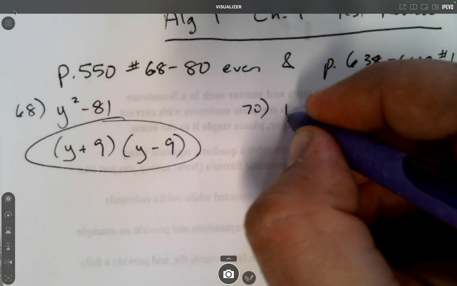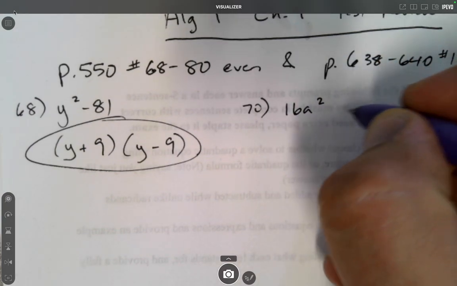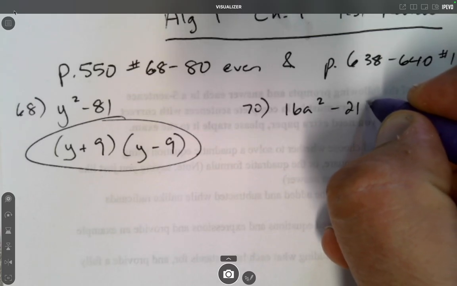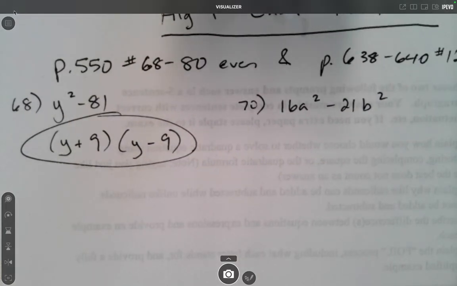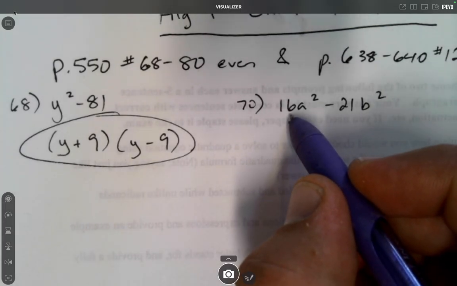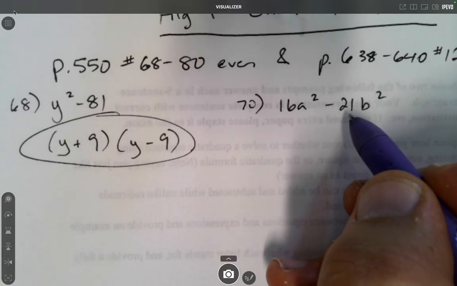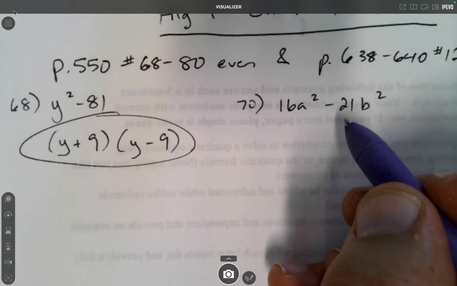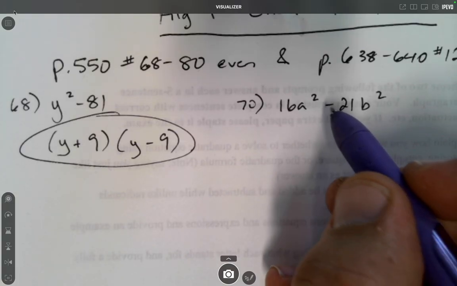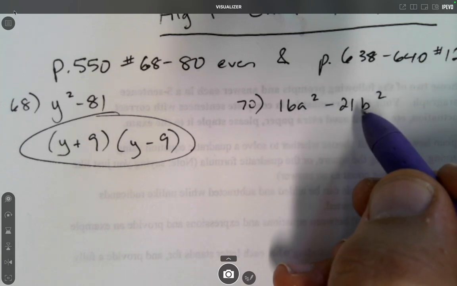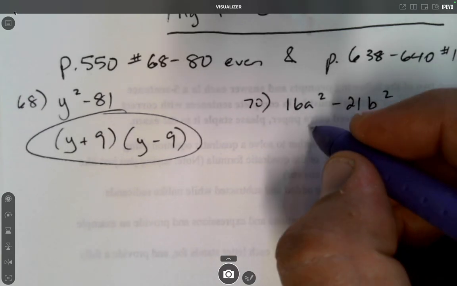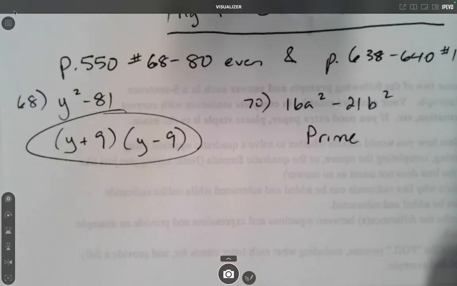Okay, 16a squared minus 21b squared. Now this at first appears to be the same kind of problem, difference of squares. It is just two terms and they're being subtracted. And you can take the square root of 16, that's 4, square root of a squared, that's a, but we cannot take the square root of 21, it's not a perfect square. So the reason it's called difference of squares is they have to be subtracted, difference, and they have to be perfect squares in order for this to work. So this one we'd actually just say is prime. If they are not both perfect squares, we say prime.